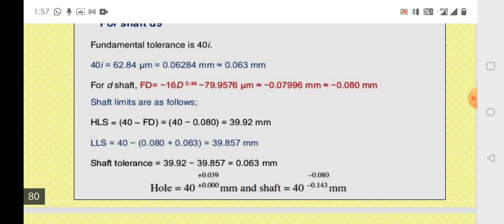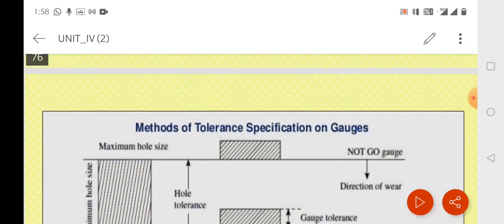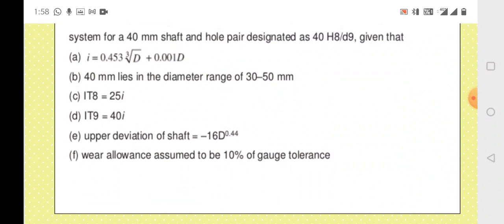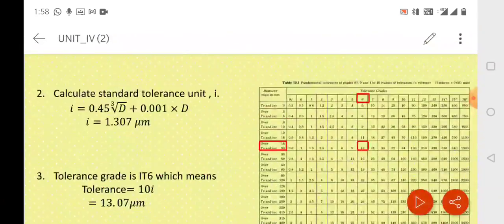The fundamental deviation for D type of shaft, जो बेसिक लाईनच्या किती खाली यायची जे डिस्टन्स आहे डी टाईप शाफ्टचं, that is fundamental deviation of D type shaft. तर तो फॉर्म्युला प्रॉब्लेममध्येच दिलेला आहे वर. See, the upper deviation of the shaft is minus 16 D raised to power 0.44. So this is what, this is this distance.